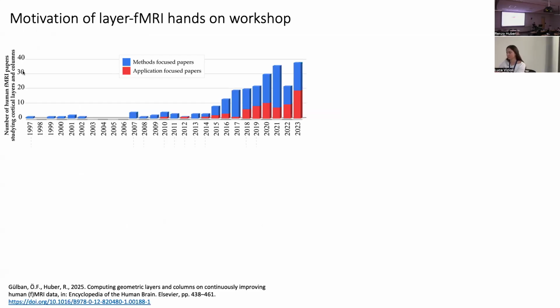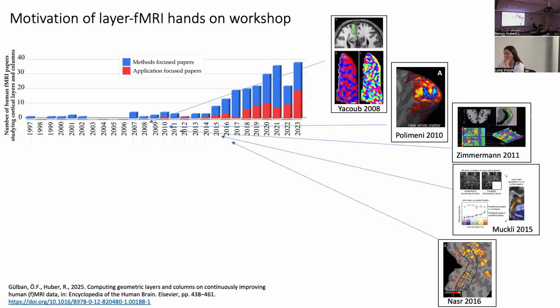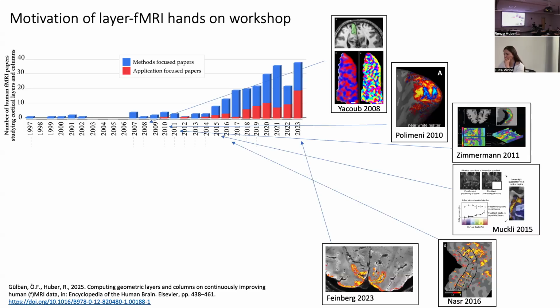These are the papers of human layer-dependent fMRI. And while John is right in the sense that it's a new field, the popular application is new. It has been done already 25 years ago. It never really caught on until maybe about 2015, and then we had this exponential increase, specifically also the method, the application, not only the method in blue, but also the applications in red. And you have seen these iconic images of various applications of very high resolution fMRI in humans.